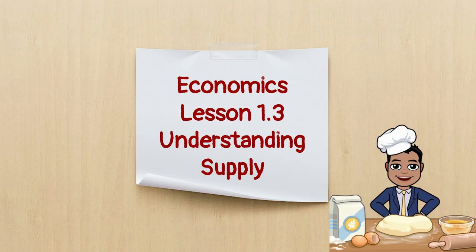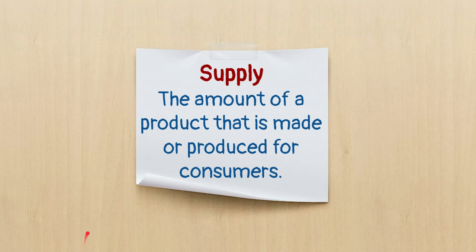Sturgeon. Today we're going to focus on Lesson 1.3, Understanding Supply. So when we're talking supply, we will be talking about the amount of a product that is made or produced for consumers to buy. So let's just say bars of soap.